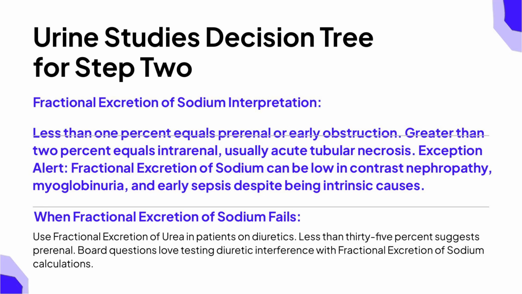But here is an important exception. Fractional excretion of sodium can be misleadingly low in contrast nephropathy, myoglobinuria, and early sepsis, even though these are intrinsic causes. Board questions love testing this exception. Also, when your patient is on diuretics, fractional excretion of sodium becomes unreliable. Instead, use fractional excretion of urea. Less than 35% suggests prerenal in patients on diuretics.